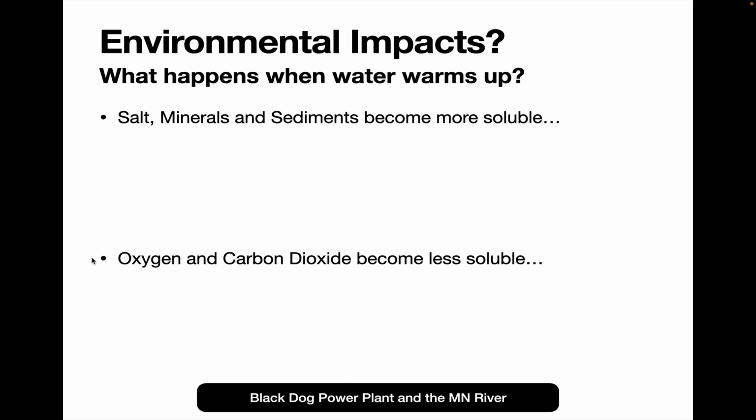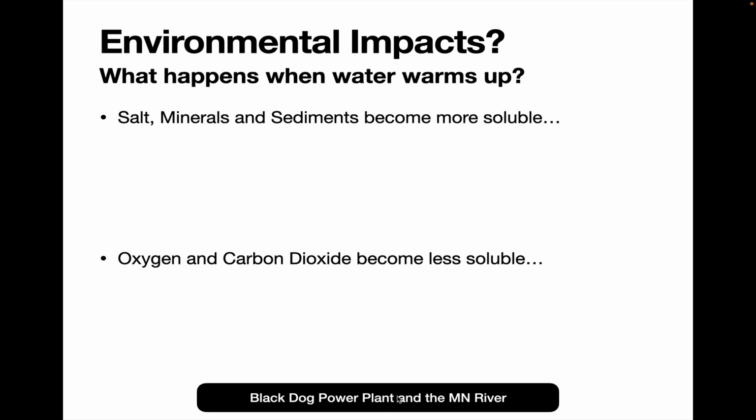The exact opposite is true for oxygen and carbon dioxide. So for oxygen and carbon dioxide, if we warm them up, it becomes less of it. So again, if we have less oxygen in our water, different fish and different species of animals and plants can't live there. So we can change how active the water is or how viable the water is for living for our oceans and our plants.